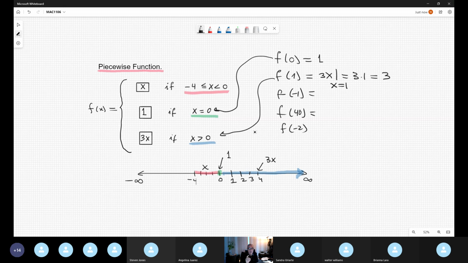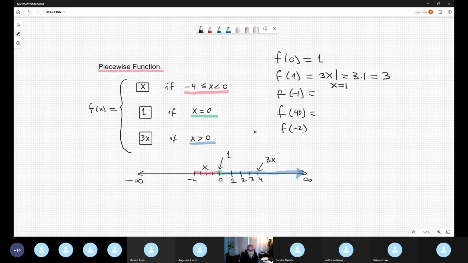Okay, 3. You follow me? So there is one process in which you discover in what interval lies the number that you want to plug in. Now, after that, you select the piece that corresponds to this interval, and you evaluate by plugging in inside this expression. Do you follow me, guys, or no? Complicated or no?